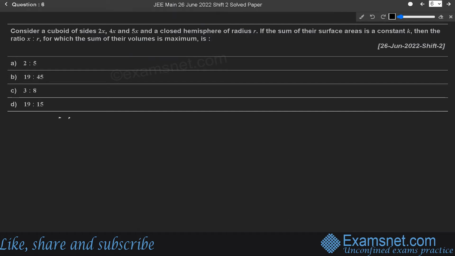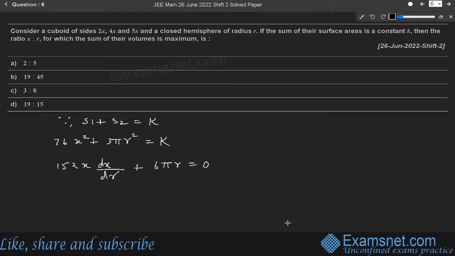We know that S1 plus S2 is equal to k. It is already given in the question that the sum of their surface areas is a constant. Therefore, 76x square plus 3 pi r square is equal to k. Therefore, 152x dx divided by dr plus 6 pi r is equal to 0. So dx upon dr is equal to minus 6 pi r divided by 152x.